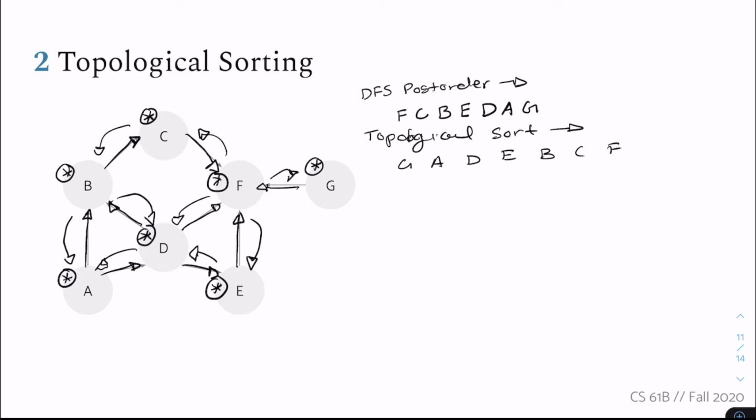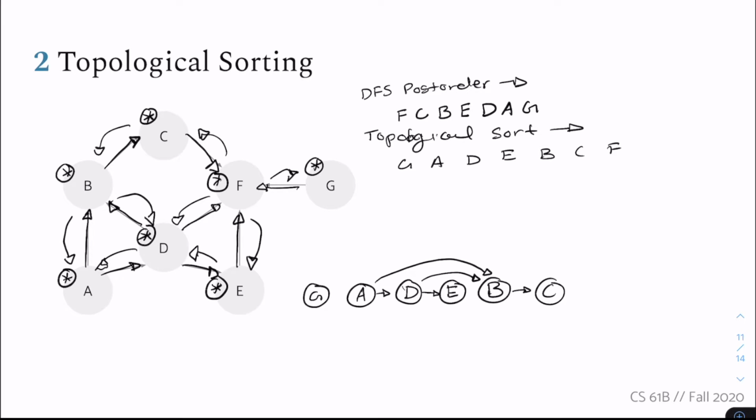So in this case, if we want to draw out what the actual topological mapping would look like, we have G, we have A, and both of these have nothing pointing into them. They could be interchangeable. We have D, which has A pointing to it, so I'll add that arrow right there. We have E, which has D pointing to it. We have B, which has both D and A pointing to it. We have C, which has B pointing to it. And then lastly, we have F, which has a whole host of things pointing to it.